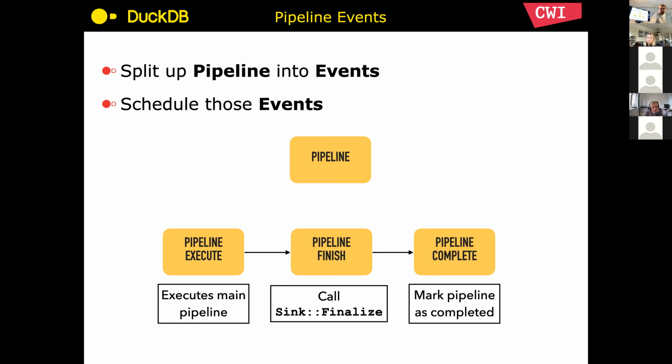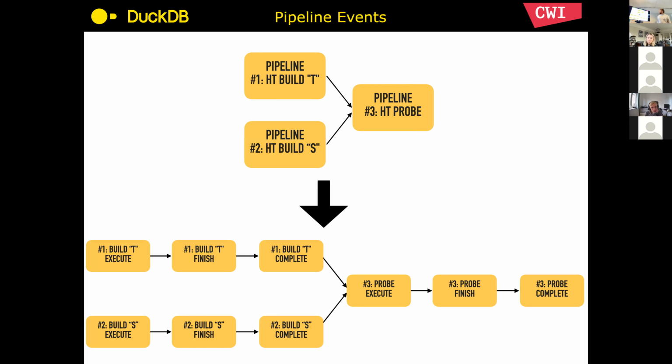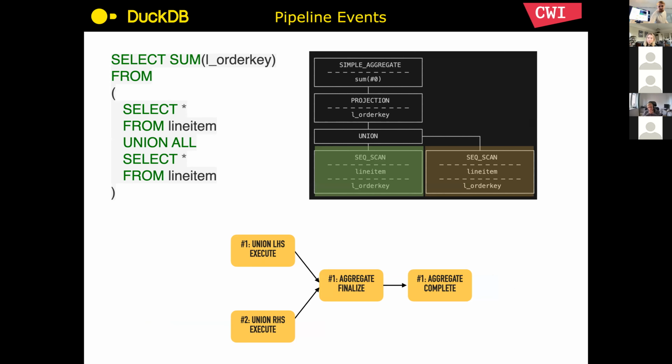So if we go back to the previous one, well, this is not super readable, but essentially we take these three pipelines and we schedule them now as individual events. And you will see here this dependency still exists, but the dependency exists between the execute, like the beginning of the other pipeline, and completing the last pipeline, right? So what do these events allow us to do?